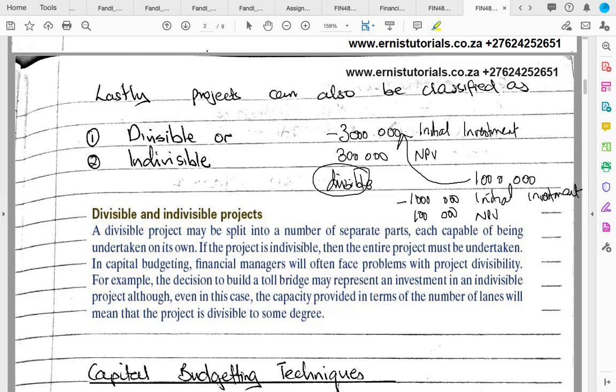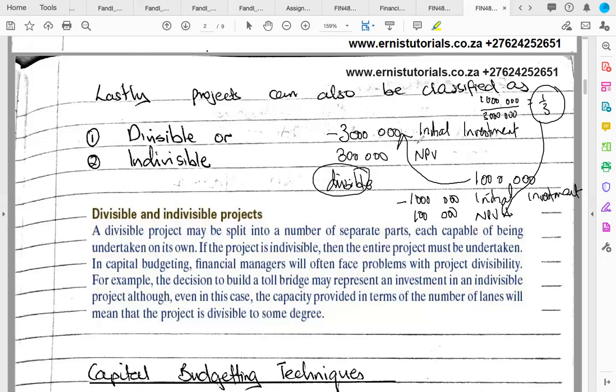It means that if we don't have enough money for the initial investment, we can spend part of our money on that initial investment. So in this case, it would be 1 million of our initial investment over a total of 3 million, which gives us 1/3. So we would invest in 1/3 of the project, and as a result, we would also get 1/3 of the NPV. So that's what we mean by divisible projects.